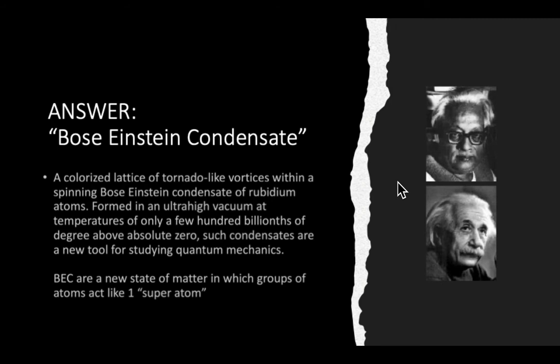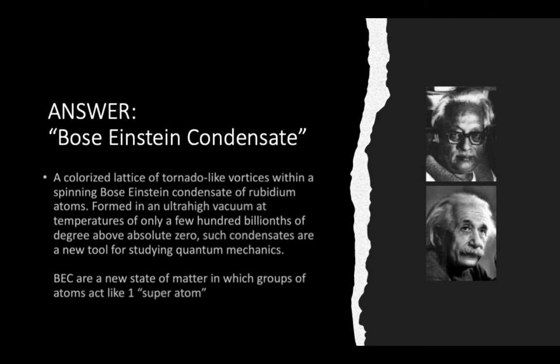A Bose-Einstein condensate was, in theory, a 5th state of matter. That happens at very, very cold temperatures. They proposed its existence. In 1995, they were actually able to produce a Bose-Einstein condensate in the laboratory. So what is it? What you're seeing back there is a colorized lattice of tornado-like vortices within a spinning Bose-Einstein condensate of rubidium atoms. So you're really seeing atoms there.